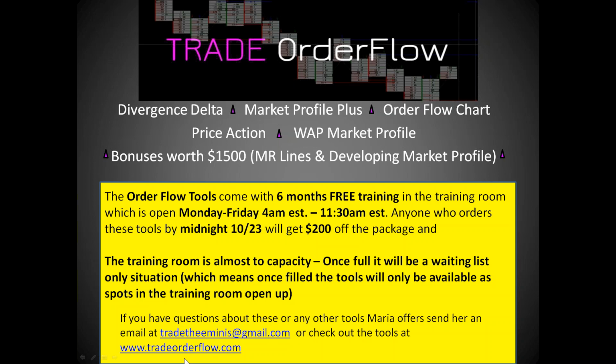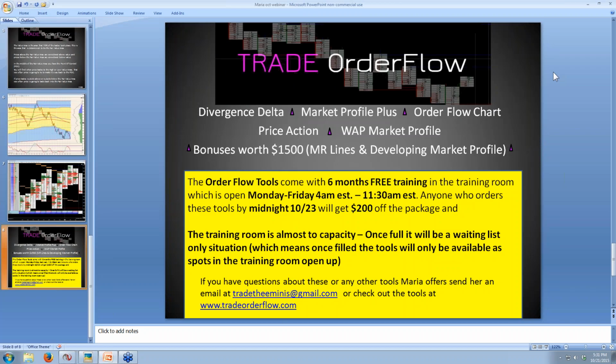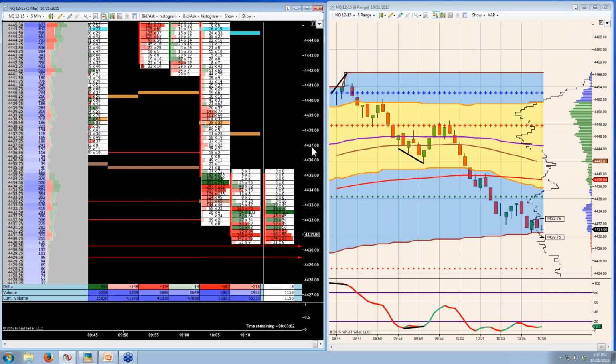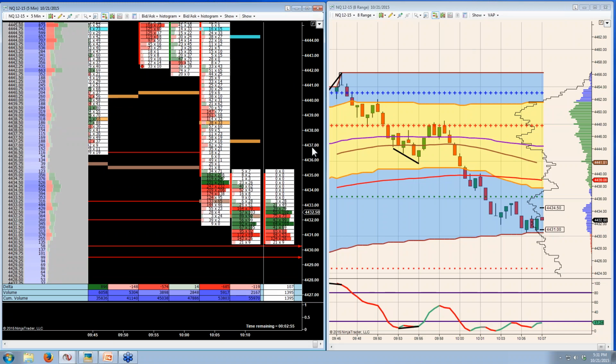Mark, no, they're not compatible with Sierra. They're just Ninja. Now Ninja, here's what I do, Mark. I use Sierra, but I run Ninja at the same time, just the demo of Ninja, because my account is through Infinity, and I don't have Ninja through them. I have Sierra, and I prefer Sierra, but unfortunately, these tools aren't available for Sierra.